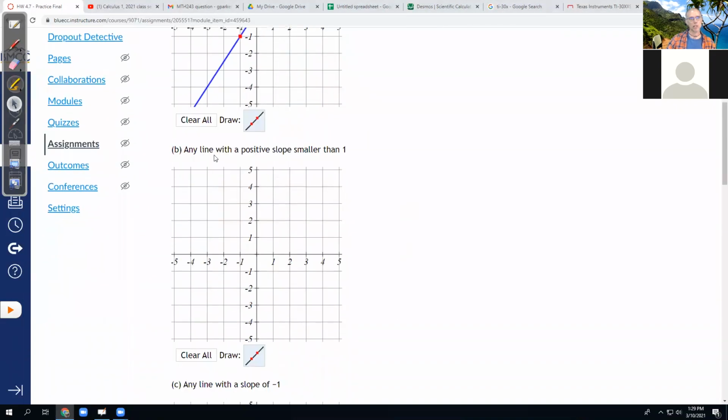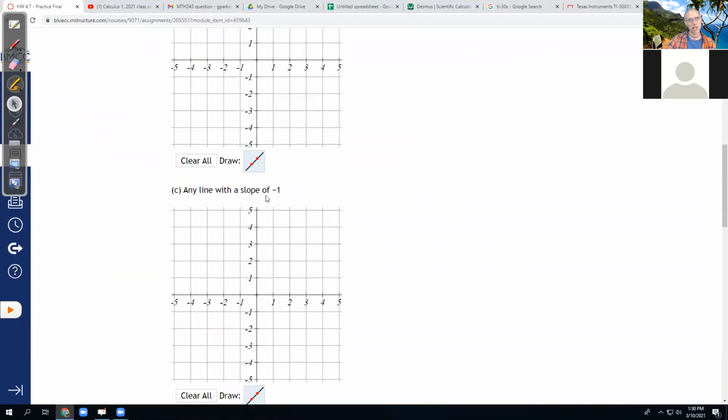Next one asks me to graph a line with a positive slope that's smaller than 1. So positive, again, is going uphill to the right. I talked about that the other day. So I can't have my line do that or this. That would not be a positive slope. That would be a negative slope. I've got to go up and be shallower than 45 degrees. So for example, that would do it. That's heading uphill to the right, so it's positive, and it's shallower than a 45-degree slope.